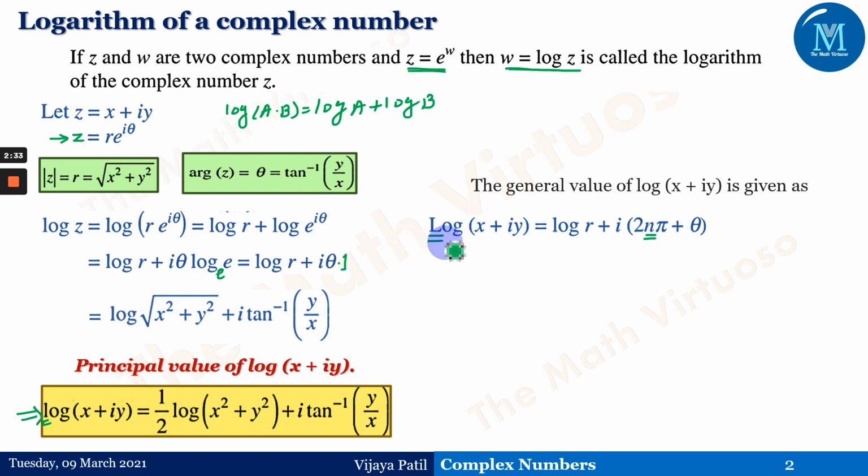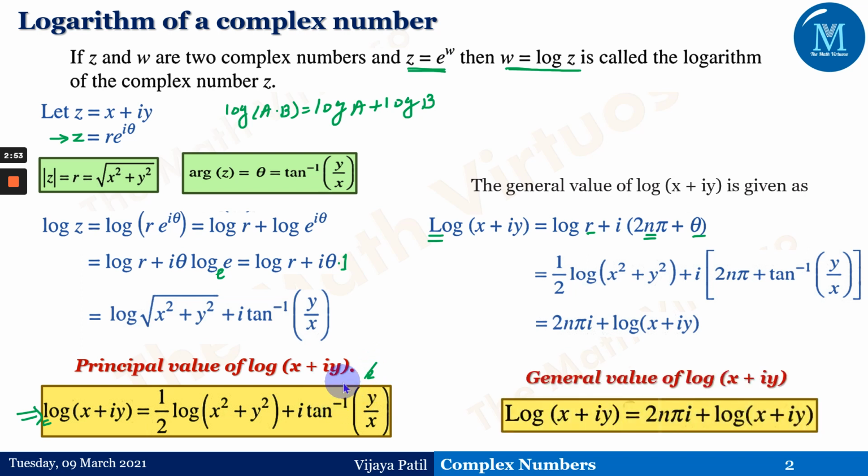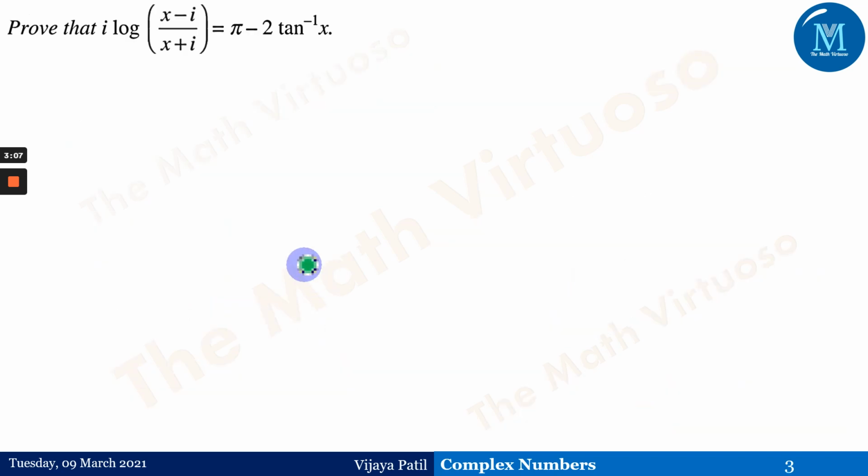Therefore log of x plus iy is equal to log of r plus i times 2n pi plus theta, which is equal to, as we have just put the value of r and theta over here, 2n pi i plus the log of x plus iy. So this log of x plus iy is the same as what we have seen, that is known as the principal value, and therefore the general value of the logarithm of x plus iy is this. Because of this n, it is known as the general value of log.